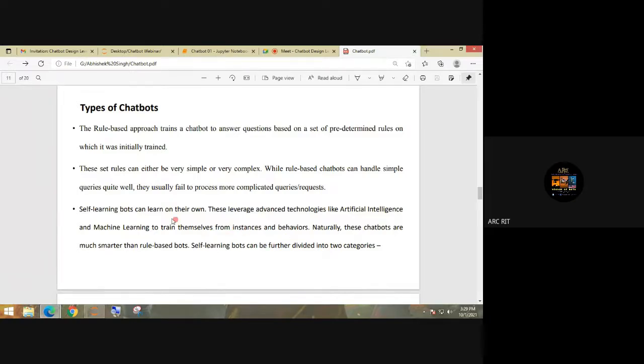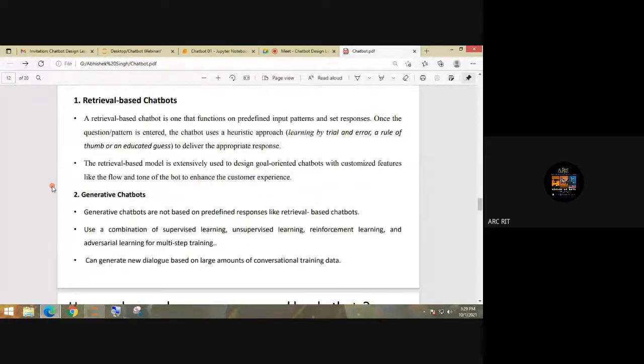Naturally, these chatbots are much smarter than rule-based ones, obviously they should be. Self-learning bots can be further divided into two categories: retrieval-based chatbots and generative chatbots. A retrieval-based chatbot is one that functions on predefined inputs, patterns, and set responses. It will retrieve, it will gather the information from the predefined patterns, inputs, and responses. And once the question or pattern is entered, the chatbot uses a heuristic approach to deliver the appropriate response.